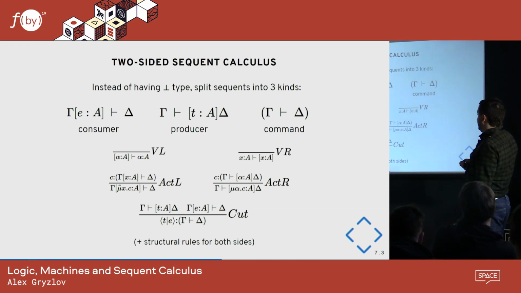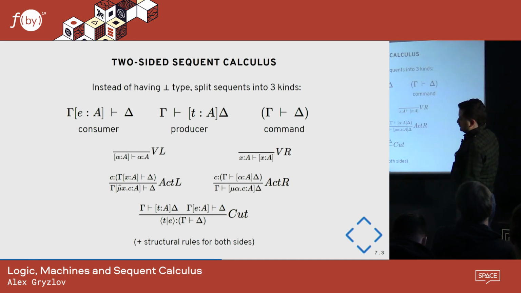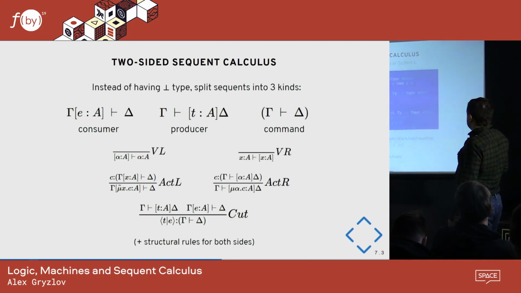So if you have a consumer and producers and their types match, you can smash them together. And there are some technicalities about structural rules. This basically corresponds to the fact that we should be using sets, but instead of sets, we use lists. So you have to have some additional properties, that you can permute elements in the list and so on. But let's skip it for now.